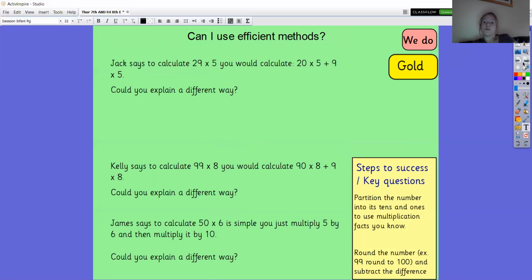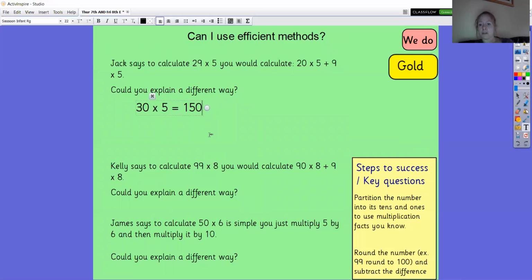This is going into the gold task now. Sorry it doesn't look very pretty, but I wanted it to be as big as possible on the screen. So I'd like you to pause the video in a minute, and I'd just like you to have a think about other ways that you could do these sums. Okay, so let's look at the first one together. It says, Jack says to calculate 29 times 5, you could calculate 20 times 5 and then 9 times 5. And so that's the partitioning way he's talking about, isn't it? That's the first way on our steps to success up there.